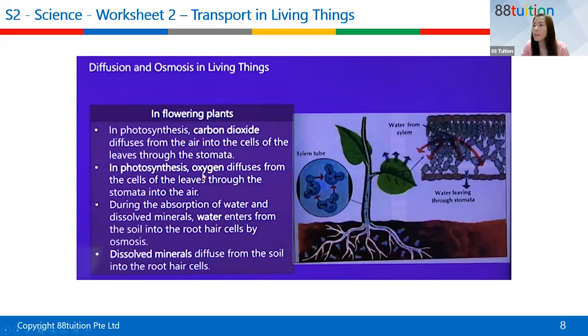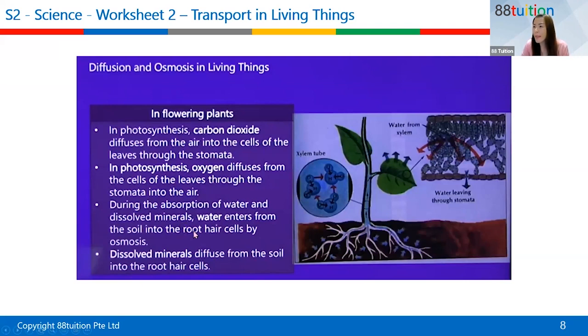So in photosynthesis, after food is made, oxygen is produced, right? The oxygen will actually diffuse from the cells of the leaf through the stomata into the air. Some of this oxygen is of course used by the plant, because plants still need to respire, just like normal human beings and animals.